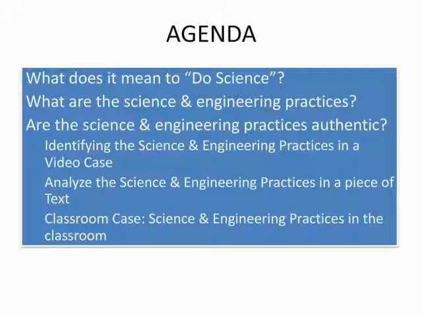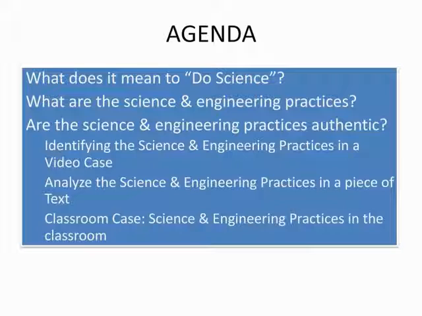Our agenda for this session is the following. We're going to spend some time just thinking about what it means to do science, and we're going to compare some of the different models that we've used for doing science in the past to the science and engineering practices. We'll spend some time really zooming into what the science and engineering practices in the Next Generation Science Standards are. And the way that we're going to engage with those practices, we're going to do three different things.